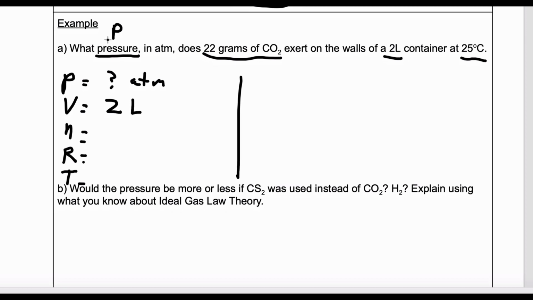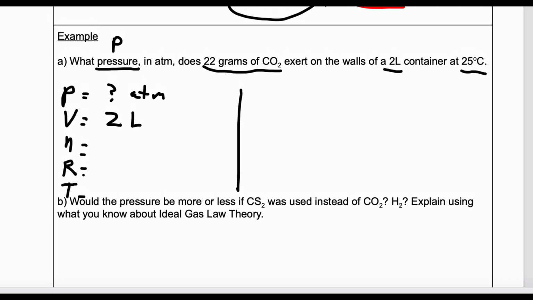They didn't give me moles here anywhere, but they did give me grams. So I'm going to put that in red to tell you that I'm going to have to do a mole conversion here to make it moles. And we can abbreviate moles, M-O-L. So sometimes we're going to have to use a conversion.